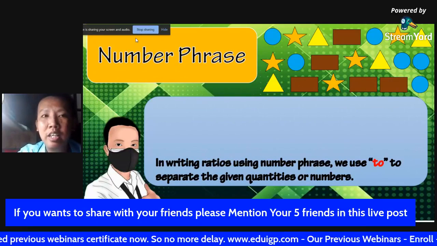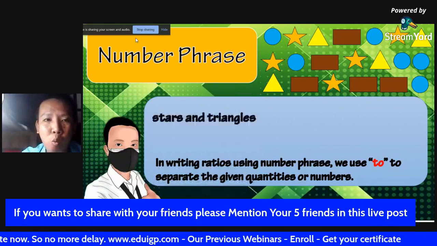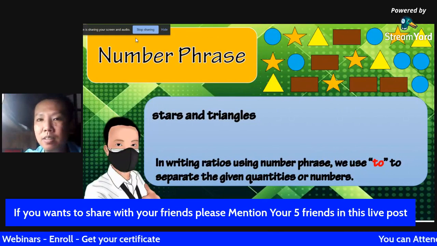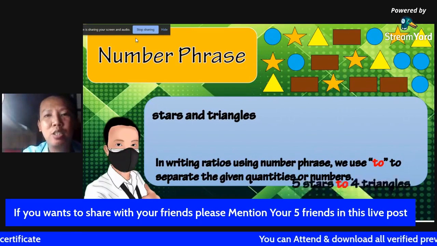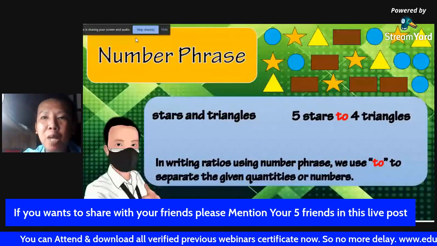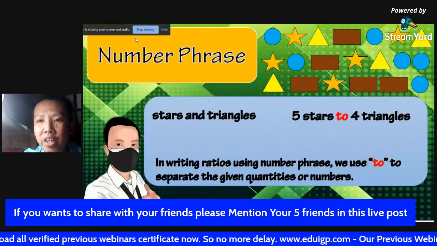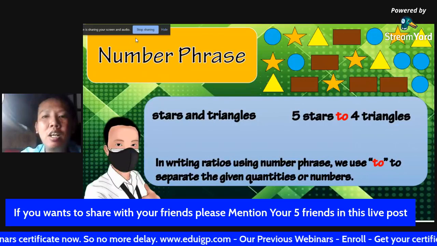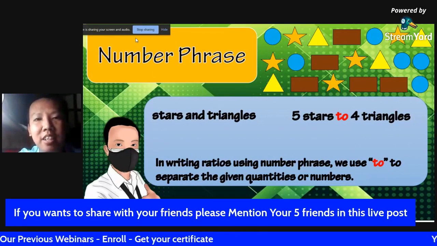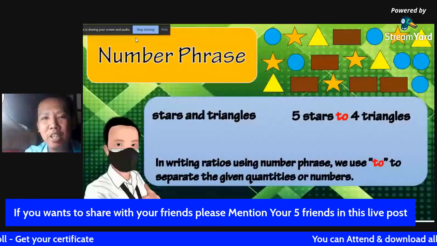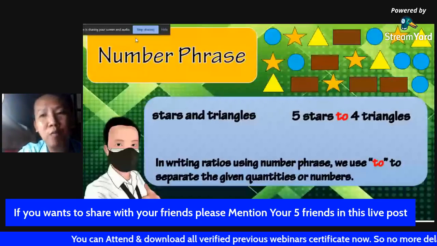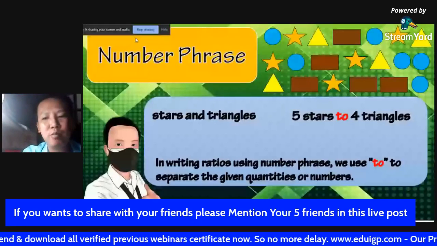Let's start. Can you form a ratio using these two quantities, the number of stars and the number of triangles? If your answer is 5 stars to 4 triangles, then you are correct. We have 5 stars on the screen and 4 triangles on the screen. Which of the two quantities represents our antecedent? If your answer is 5 stars, then you are correct. How about the consequent? If your answer is 4 triangles, then correct.